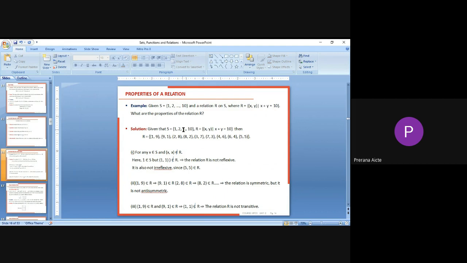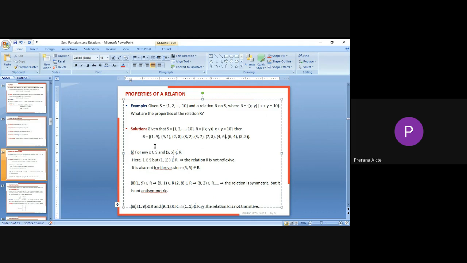Now, based on that relation, if you consider values from the set S, 1 to 10, it will follow like this: (1, 9), (9, 1), (2, 8), (8, 2), (3, 7), (7, 3), like this. If you add the elements of the ordered pairs, (1, 9), (8, 2), (3, 7), (4, 6), (5, 5), you will get 10. By following this relation, we identify the ordered pairs like this.